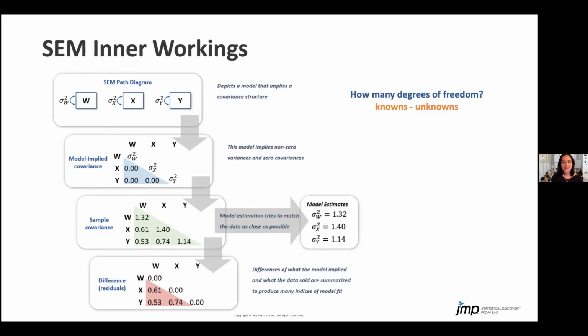Okay, so let's see if you've been paying attention. How many degrees of freedom do we have in this model, right? It's a very simple path diagram, but remember that degrees of freedom in SEM are the difference between the knowns and the unknowns. So just go ahead and type it into the chat if you feel like it. I'm going to give you guys a second to think about it.